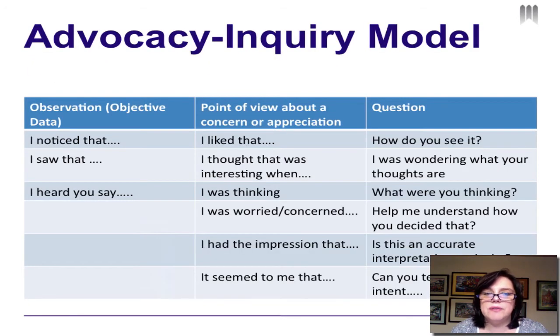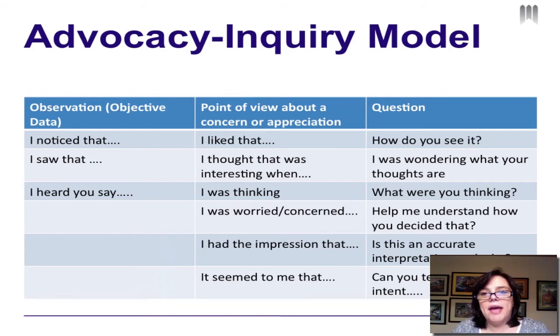One of the ways you can give feedback is using an advocacy inquiry model. What you do with this is focus on the observation. So, I noticed that you did X. I saw that you didn't place the stethoscope in the right place. I heard you say. Those are very observable, concrete things. You can give your point of view with, I noticed that you sat down to talk to Mrs. Jones. I like that you did that because. How do you see it?